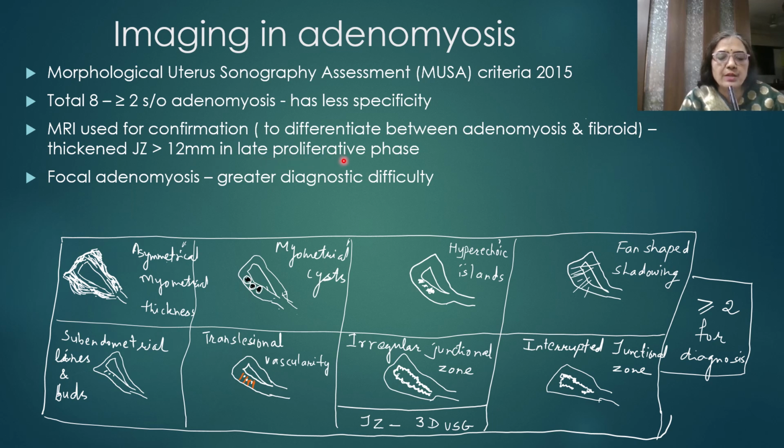Whenever MRI is done, it should be done in the late proliferative phase, because otherwise junctional zone thickness increases during menstruation. If MRI is done during menstruation, it can lead to a false positive diagnosis of adenomyosis. That is why junctional zone thickness, if it is more in the late proliferative phase, is more likely to be associated with a correct diagnosis of adenomyosis. Focal adenomyosis poses greater diagnostic difficulty because, with ultrasonography, it is sometimes more difficult to differentiate between adenomyoma and leiomyoma.